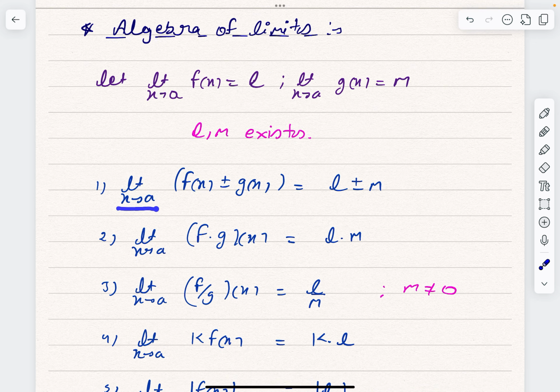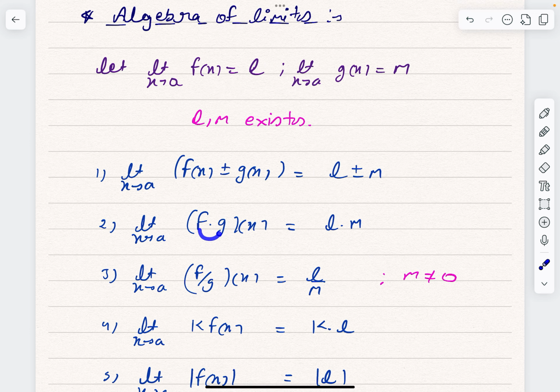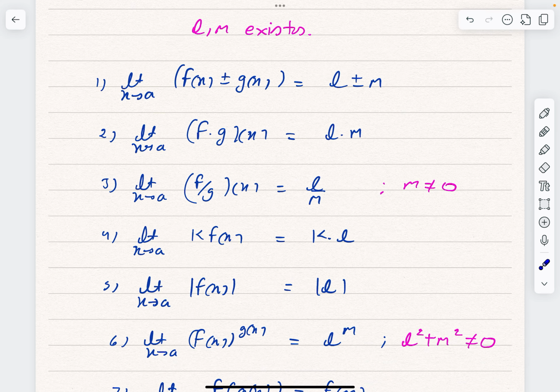If they ask you to find the limit as x tends to a on addition or subtraction of the functions, we can put the limit on f(x), that is L, and the limit on g(x), m, separately, and then add or subtract. This is allowed when the limit for the individual function exists. Same we can do if you multiply the functions; in this case, you get L into m. Same if we divide the functions; in that case, you get L by m, but the denominator should not be 0.